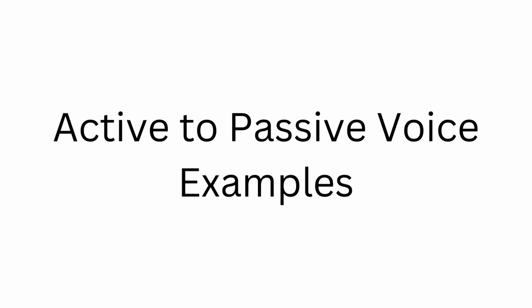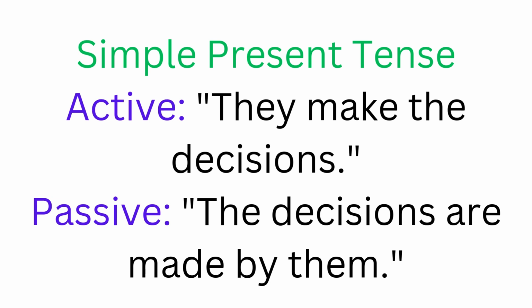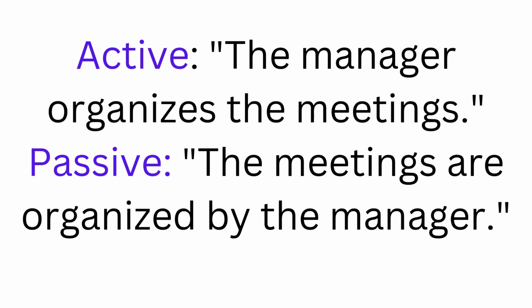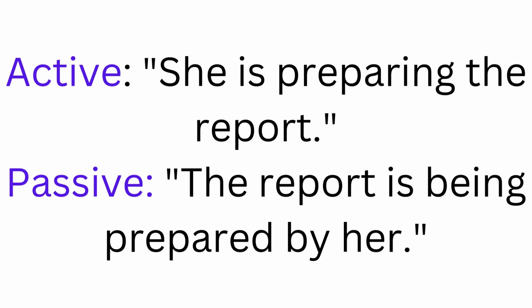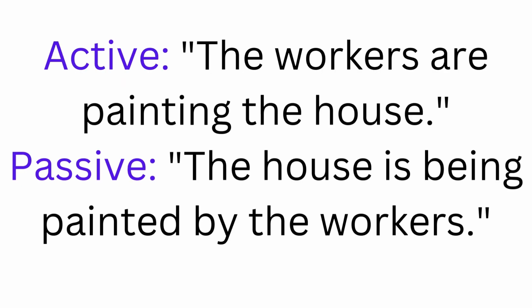Active to passive voice examples. 1. Simple present tense. Active: They make the decisions. Passive: The decisions are made by them. Active: The manager organizes the meetings. Passive: The meetings are organized by the manager. 2. Present continuous tense. Active: She is preparing the report. Passive: The report is being prepared by her. Active: The workers are painting the house. Passive: The house is being painted by the workers.